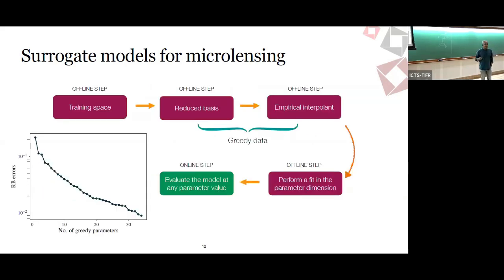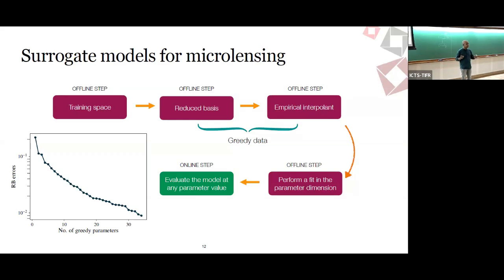The idea is very much similar to what has already been talked about, but there are certain differences which I'll not be indicating here, but the idea is the same. You first have a training space in which you expect to create a very accurate model for lensing waveforms for these microlensed lens models.